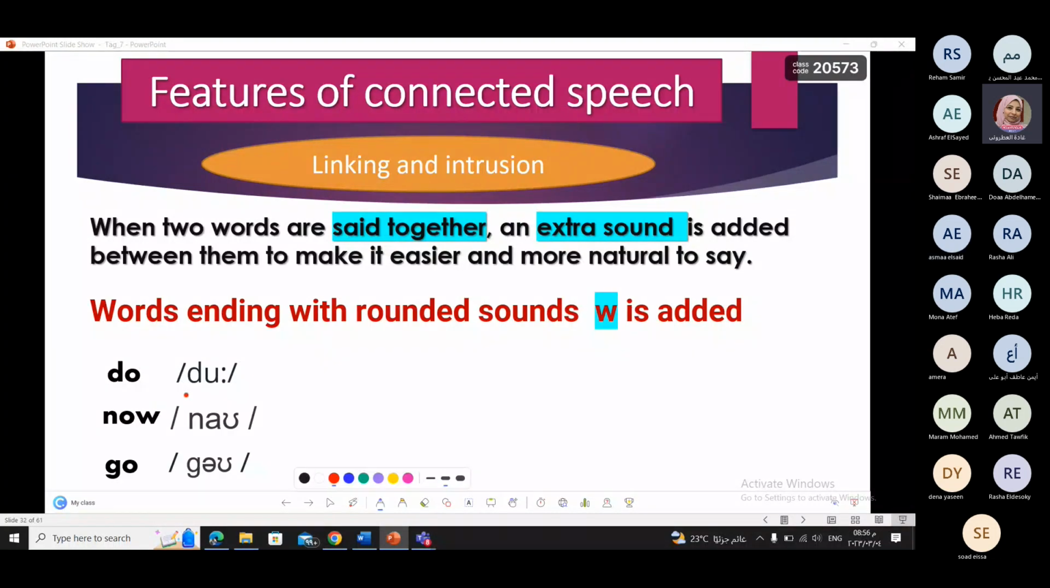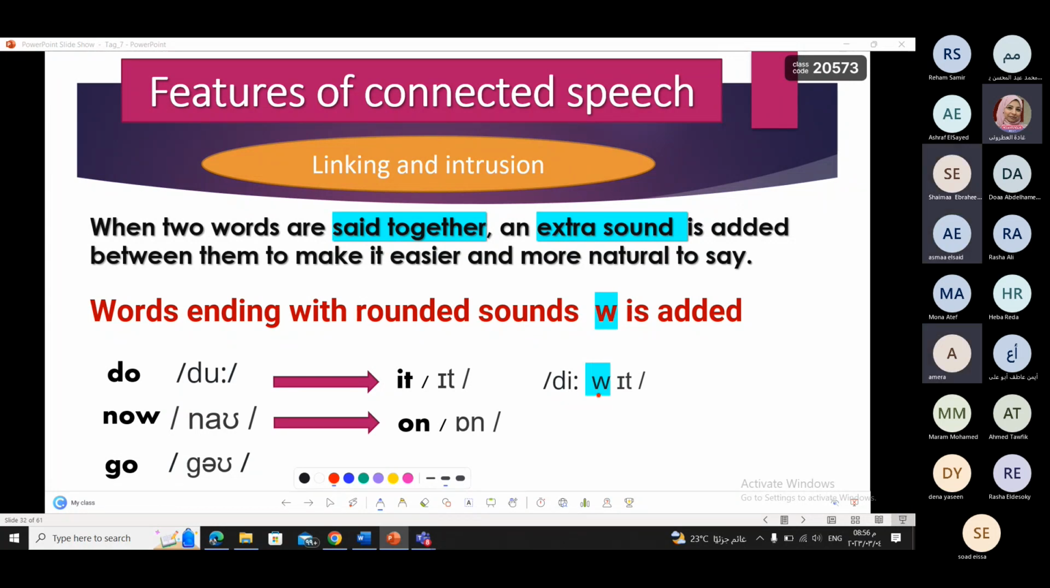So these words end with rounded sounds: do, now, and go. If they are followed by words which start with a vowel, like it, how can we say do and it in a linked way? Do it. Excellent. Well done. Do it. Can you see this? Do it. Okay, from now on. Shall I say it like this? No. From now on. Well done.